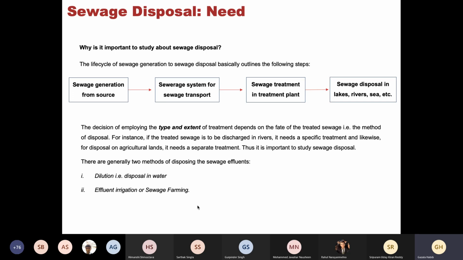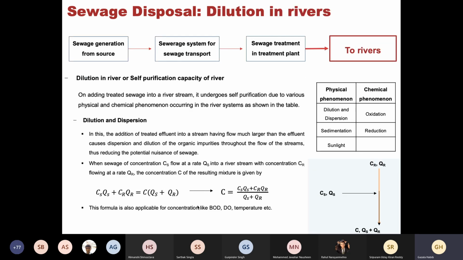However, in case of disposal in a water body, the DO level or BOD should be reduced to a permissible limit. Most of the time that is enough, because a self purification mechanism happens in the river body, and that cleans most of the remaining impurity with the course of time. So dilution in river, or the self purification capacity of the river, is what we need to know before disposing of the sewage in a river.